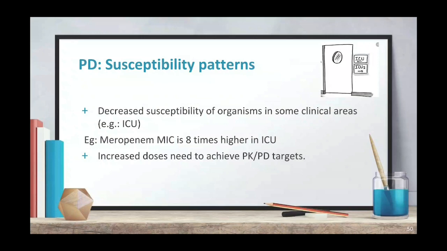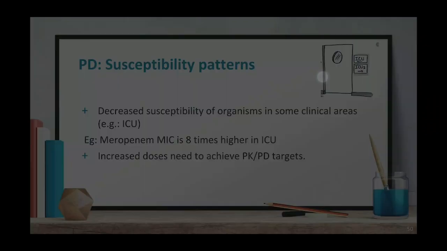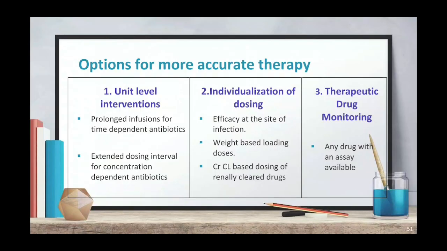Susceptibility patterns will vary in different clinical areas. For example, the meropenem MIC is 8 times higher in ICUs. So we need higher doses to achieve the pharmacokinetic and pharmacodynamic targets. Hence, we have to find more options for more accurate therapy.